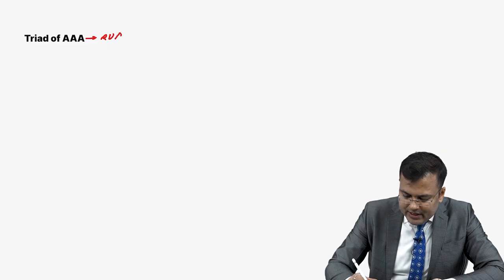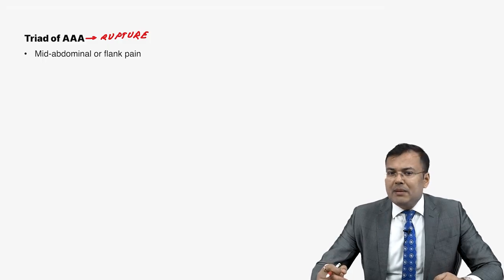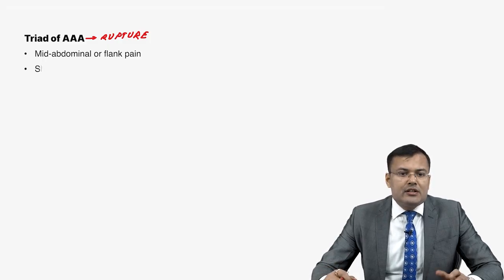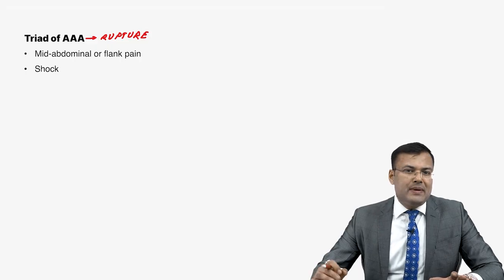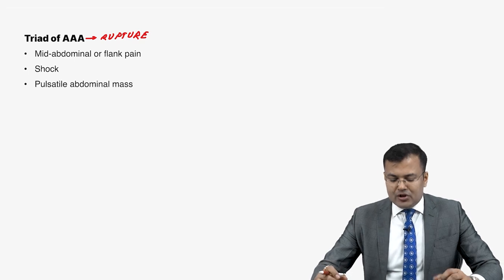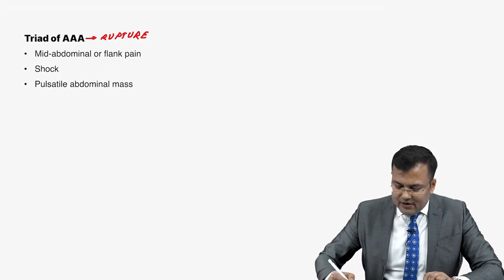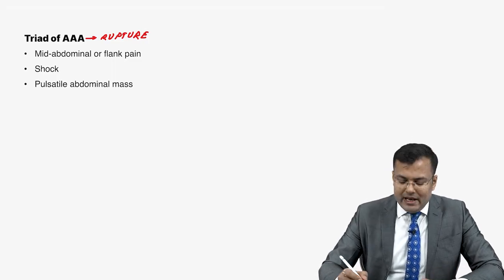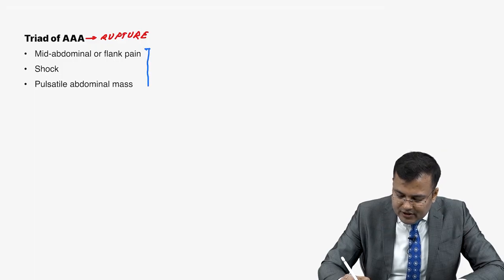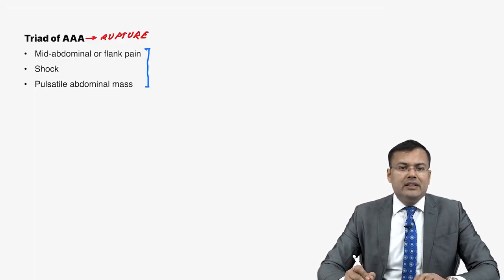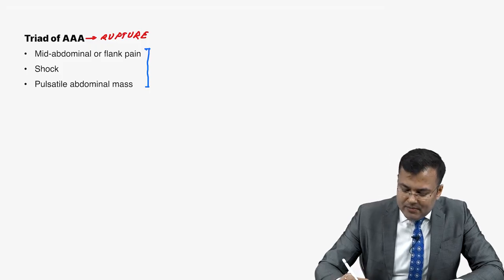What is the triad of abdominal aortic aneurysm rupture? See, it is not seen in all cases, only seen in 1/3 of cases. So these patients are having sudden onset of mid-abdominal or flank pain since there is aortic aneurysm rupture. So obviously patient will be in the state of shock, and these patients are having pulsatile abdominal mass. So triad of abdominal aortic aneurysm rupture: sudden onset of mid-abdominal or flank pain, shock and pulsatile abdominal mass.